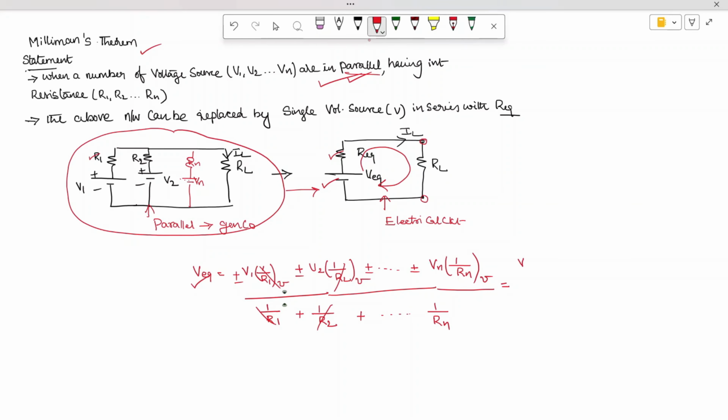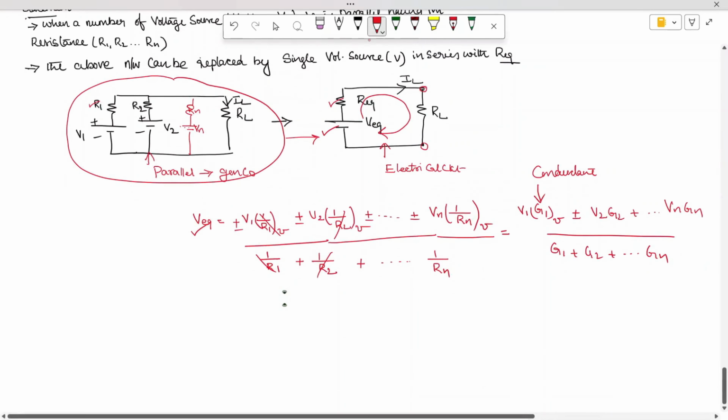I can write it as V1 G1, where the unit of G1 is mhos. G1, which is 1 by R1, we call conductance. Then plus or minus V2 G2 and so on up to Vn Gn, divided by G1 plus G2 and so on up to Gn.